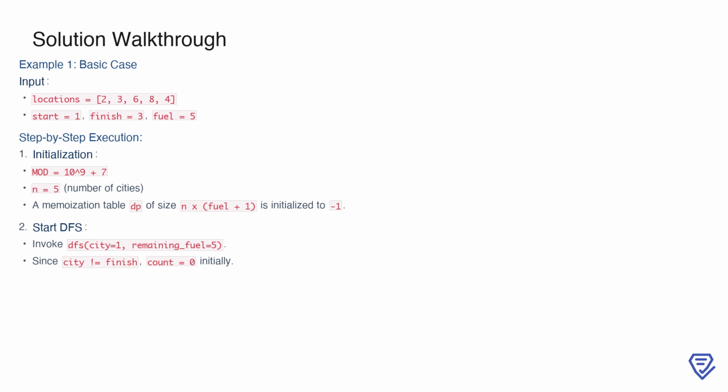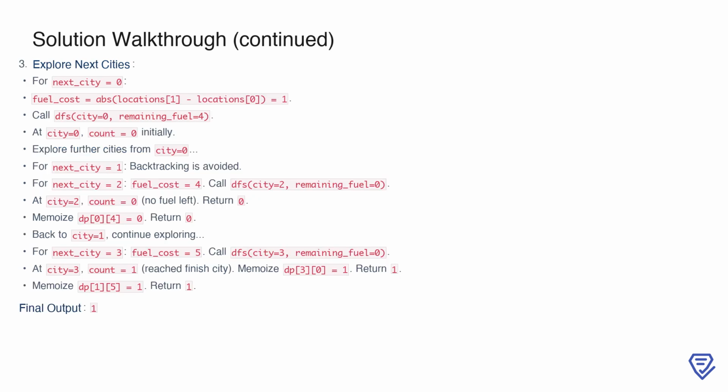First, we initialize a constant mod to handle large numbers, and determine the number of cities, n, which is 5 in this case. We also set up a memoization table DP with dimensions n by fuel plus 1, all initialized to -1. The DFS function is invoked starting from city 1 with the full fuel amount of 5. Since the starting city is not the finished city, we initialize a variable count to 0 to begin tracking valid routes. Now, the DFS function begins exploring potential next cities from city 1.